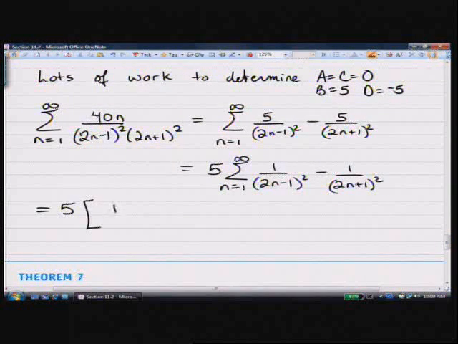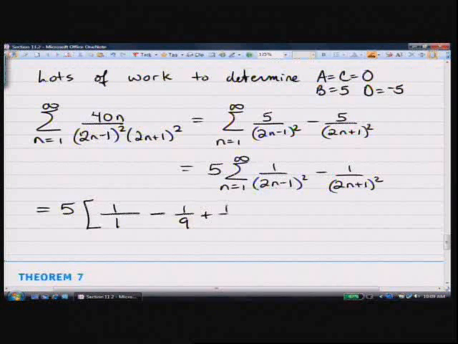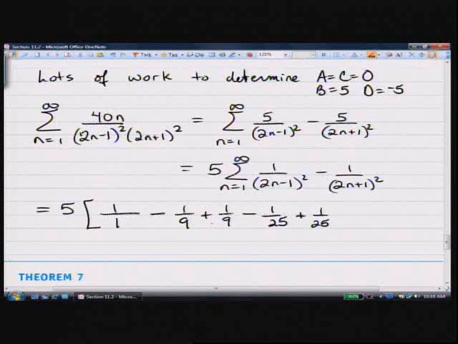If we put 1 in, that's 2 minus 1, which is 1. So that's going to be 1 minus, if I put 1 in here, it's going to be 3, so 1/9. Plus, when I put 2 in here, I'm going to get 1/9. When I put 2 in here, 2 times 2 is 4, plus 1 is 5, 1/25. And then when I put 3 in here, I'm going to get plus 1/25. And you're starting to see that it's a telescope because it collapses down.